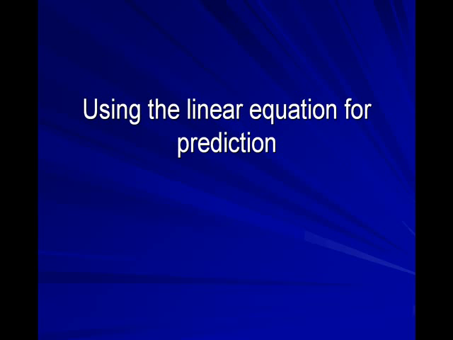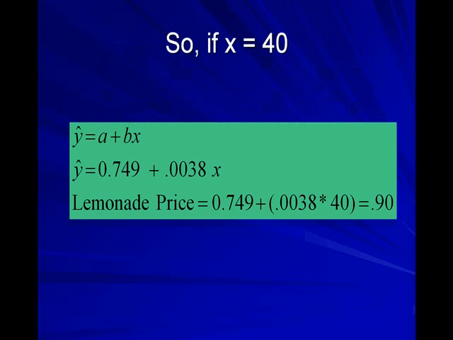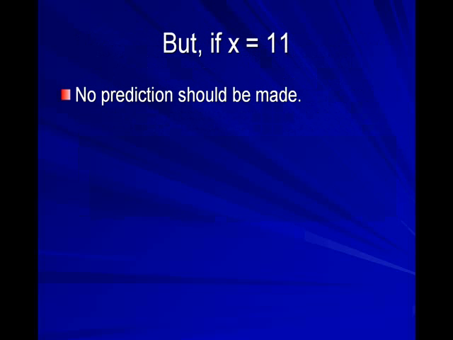We can use that to make predictions, at least within the range of our x's. So all of our observed values of x are between 34 and 102 degrees Fahrenheit. So we're not going to be able to use our regression line to predict what will happen when the temperature is minus 8 degrees Fahrenheit. So if x is 40, we can just plug in, and we would predict the lemonade price to be 0.90. But if x is 11, if it's 11 degrees outside, we're not going to make a prediction. It's not within the range of x's for which we have observations.